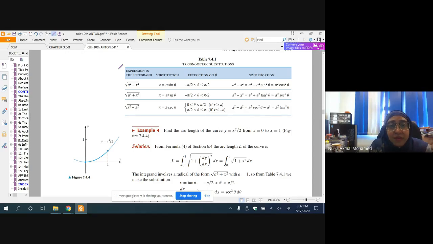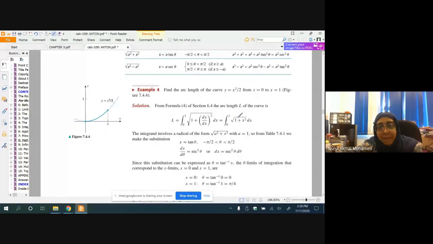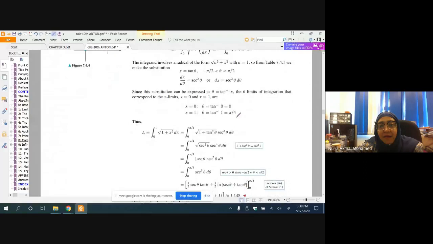Or it could be integration of x squared minus a squared. So for these two cases, the substitution will be x equal to a tangent theta, and x equal to a secant theta. Okay, and I think you can do this at home.